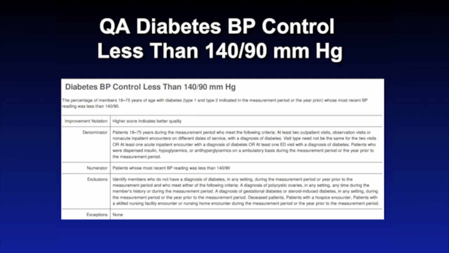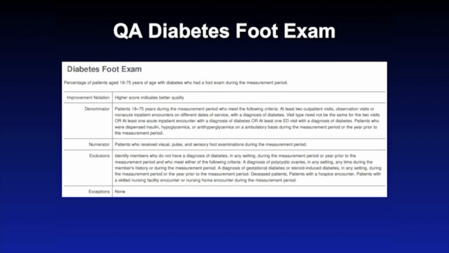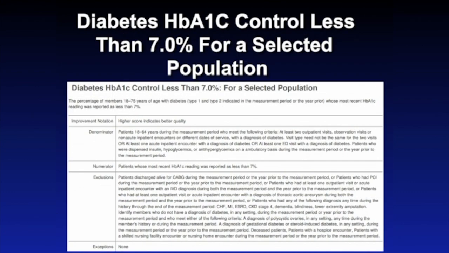So the denominator is also always the panel of patients that are pulled in, and then the numerator is what they need to hit to be compliant, so that's our goal. So we're going to have the same denominator here, so this is just the diabetic foot exam. And then this is the 7% for a selected population, so this denominator, like I said, is a little bit different, just 18 to 64. But we're looking for hemoglobin A1C less than 7, so that's ideal.